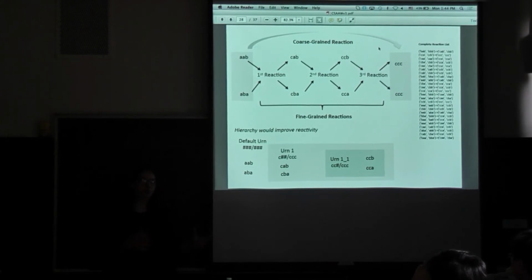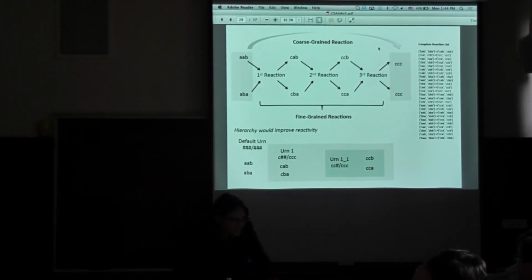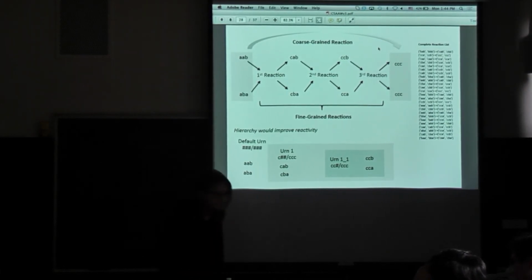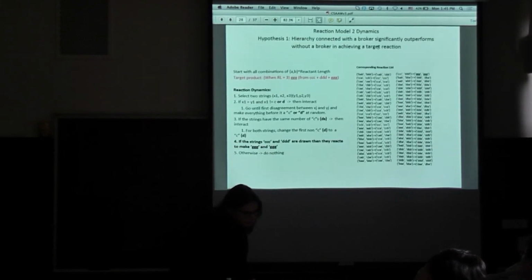So it basically creates pools, but only reactants with the same number of C's can interact. So you're not picking up a C and a CC and then finding out, hey, you guys can't actually interact because you don't have the same number of C's. If you apply that reaction, on the right is the complete reaction list, all the unique reaction pairs that would happen under this model, starting with all unique products of A and B. So you can see that it's rather cumbersome.